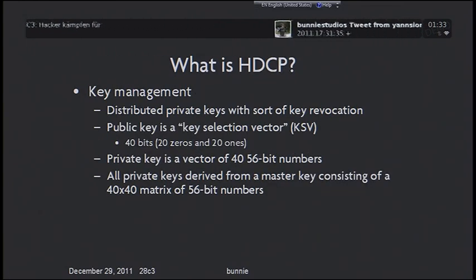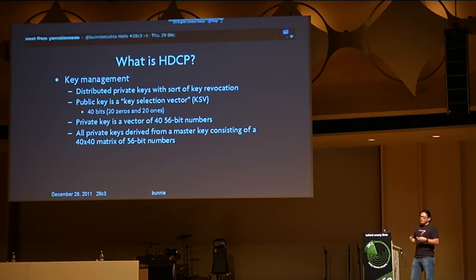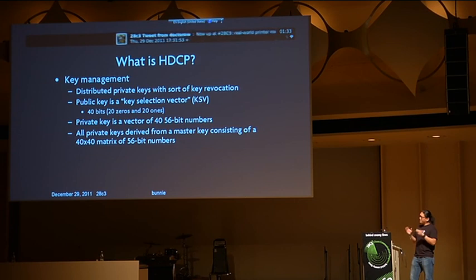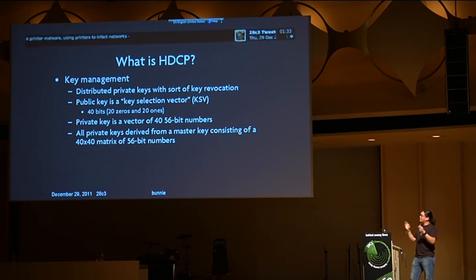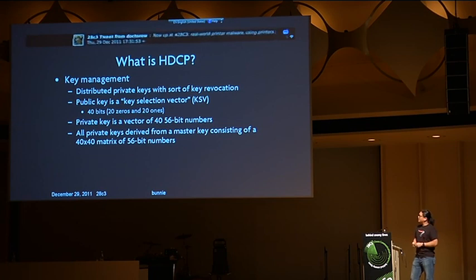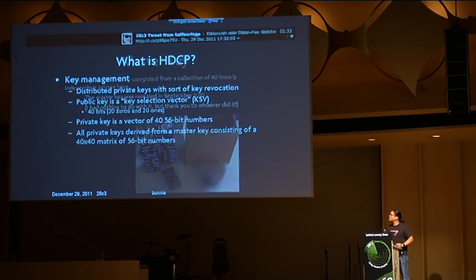The interesting thing about HDCP is the key management component. They use a key management system that allows distributed private keys with some sort of key revocation on it. It's pretty weak. A public key, in their parlance, is called a key selection vector. It's a 40-bit number consisting of 20 zeros and 20 ones. The private key is a vector of 40 56-bit numbers, and there's a dot product between the two that generates a shared secret. All of the private keys used in the system are derived from a master key consisting of a 40 by 40 matrix of 56-bit numbers.